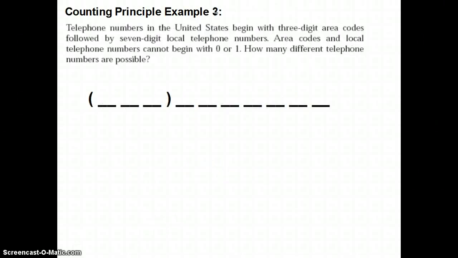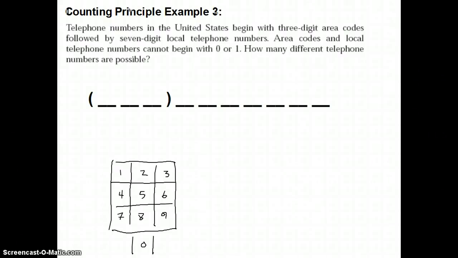Let's look at our next problem here. Counting principle example number 3. Telephone numbers in the United States begin with 3-digit area codes followed by 7-digit local telephone numbers. Area codes and local telephone numbers cannot begin with 0 or 1. How many different telephone numbers are possible?